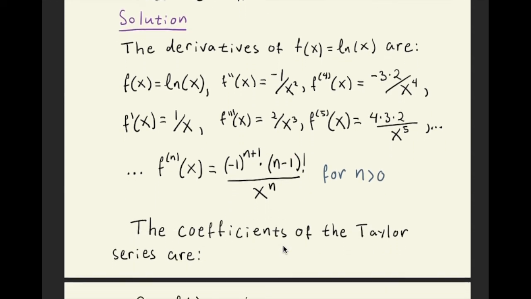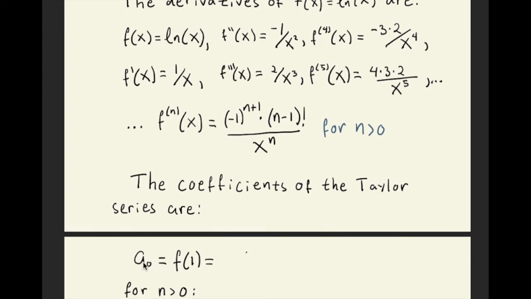The coefficient a0 of the Taylor series is not going to fit into this formula, right? This formula only works for n greater than 0. For a0, you plug in the center, which is 1, into your function f. The function is ln of x, so this is ln of 1, which is 0. So a0 is 0.